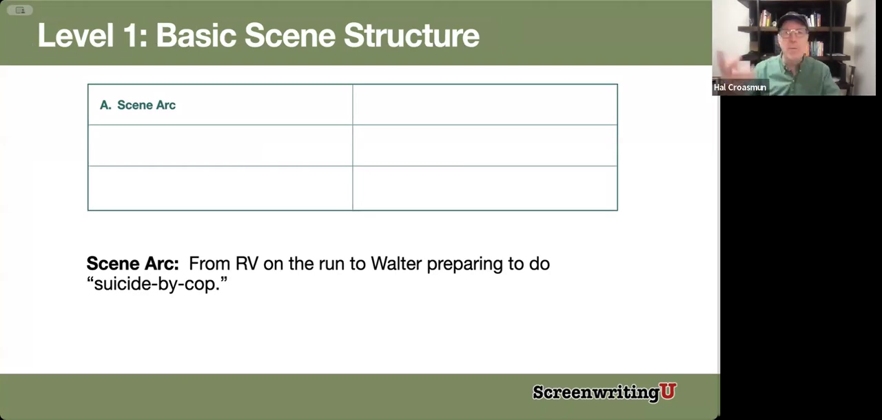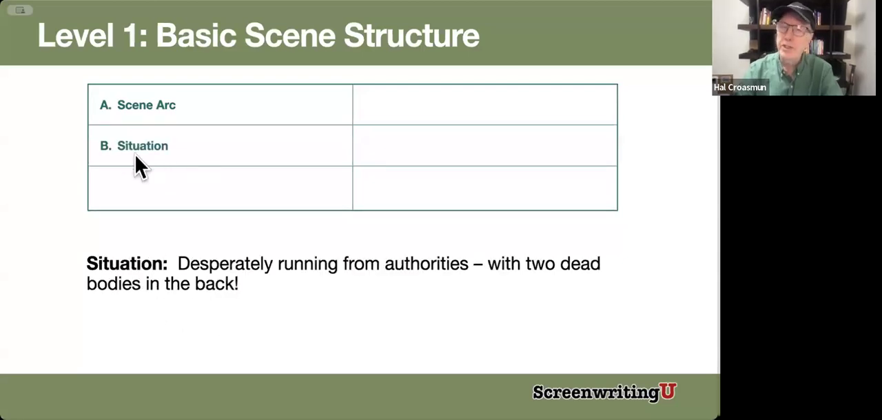So I'm going to look at this on three different levels. The first one, basic scene structure. We've got a scene arc. In this case, it goes from the RV on the run to Walter preparing to do suicide by cop. Then we have a situation, right? And he's desperately running from the authorities with two dead bodies in the back. This is the situation that this scene is based around.